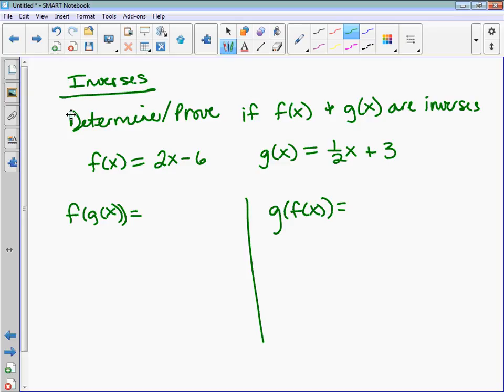If they both end up being x, then they're inverses of each other. Not necessarily that they're just the same thing, but if they're both x, they're inverses. Never mind. You sure?